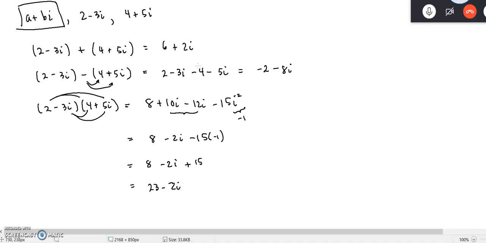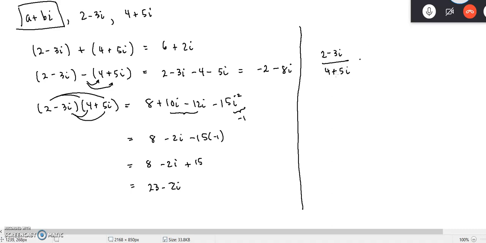All right, and then the last one for this is dividing. Dividing is the one that's a little bit tricky, but it's very similar to what we just saw with rationalizing the denominator. So let's say we have 2 minus 3i over 4 plus 5i. We have a complex conjugate, just like we had a radical conjugate, and it works the same way.